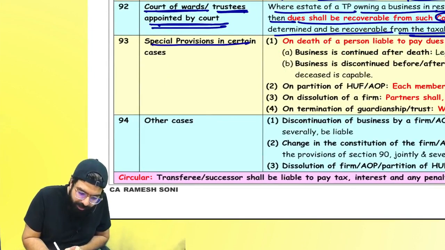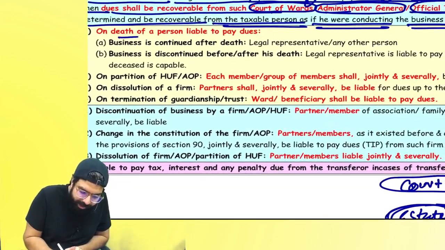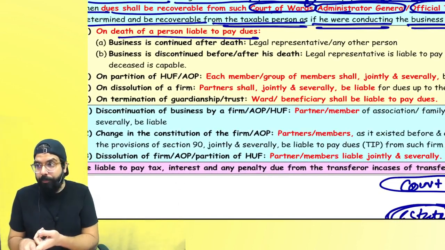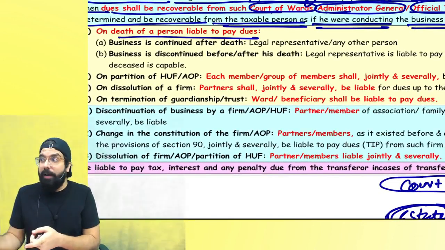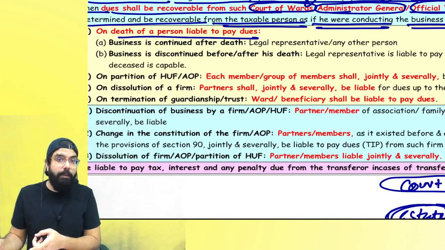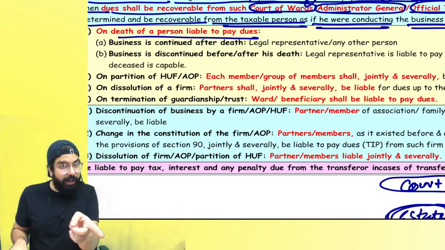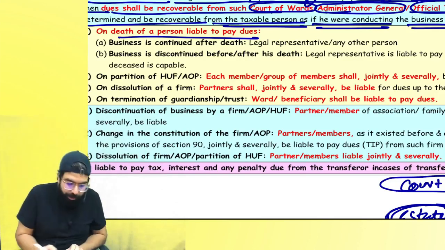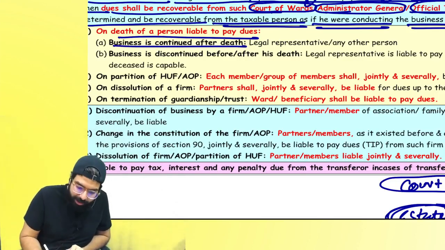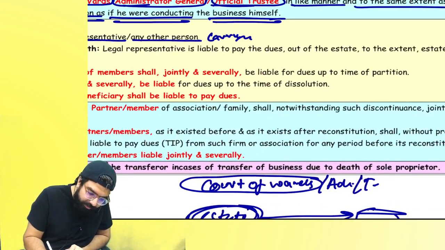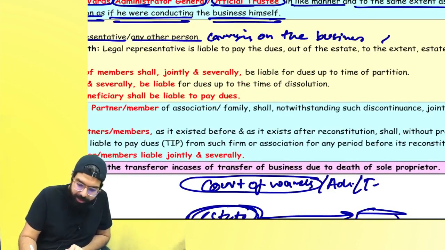Next, special provision in certain cases. For example, one person has died and dues are there. That person will not wake up and give. Then who will give? The legal representative. Are we clear? Legal representative is not there. Someone else is carrying on the business. The person who will carry on the business further. So it says, if business is continued, legal representative or any other person carrying on the business shall be liable.